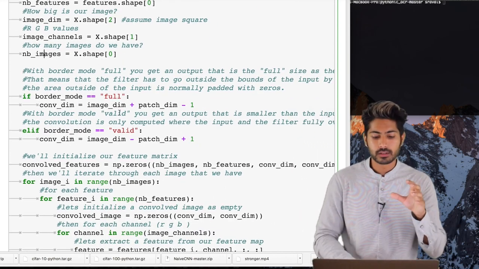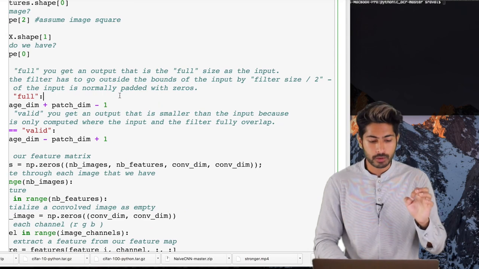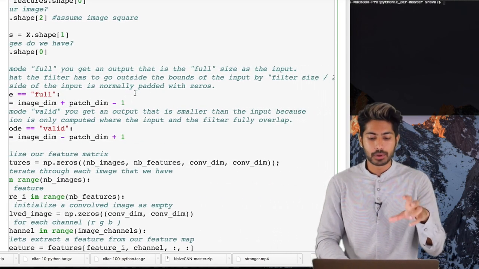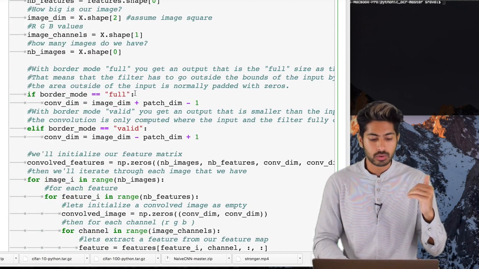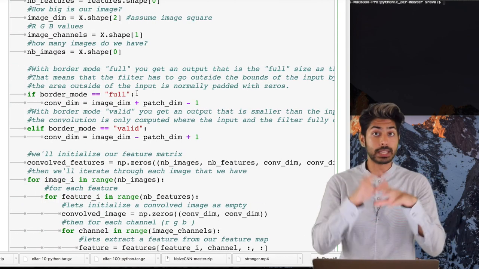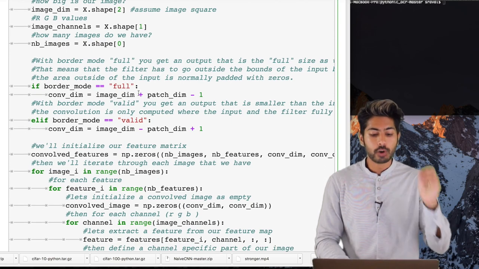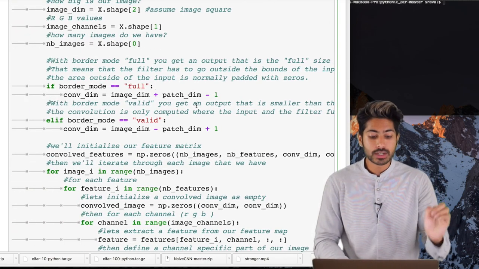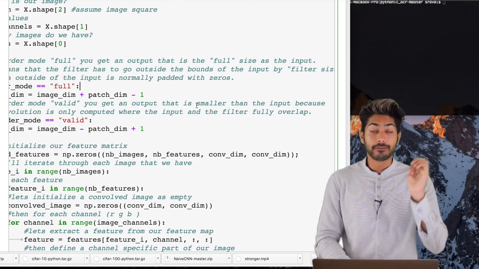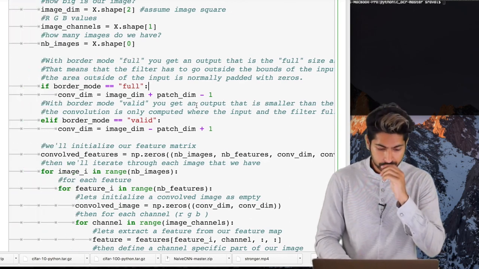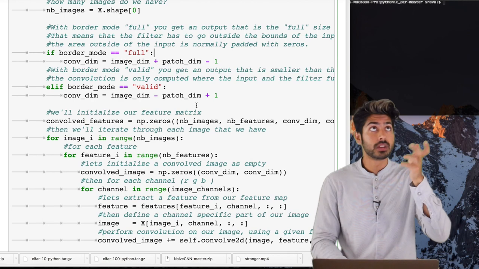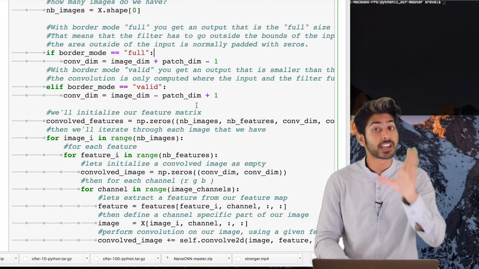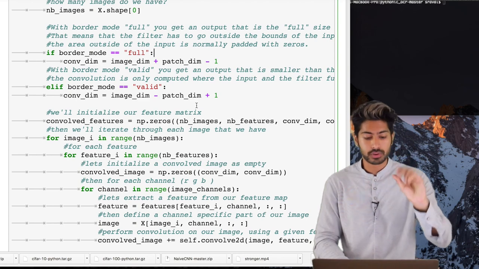So when you apply full to border mode in this case, it means that the filter has to go outside the bounds of the input by filter size divided by 2. The area outside of the input is normally padded with zeros. And the border mode valid is when you get an output that is smaller than the input because the convolution is only computed where the input and the filter fully overlap. Okay, and they'll give us different classification results, accuracy results, and it's good to test both options.